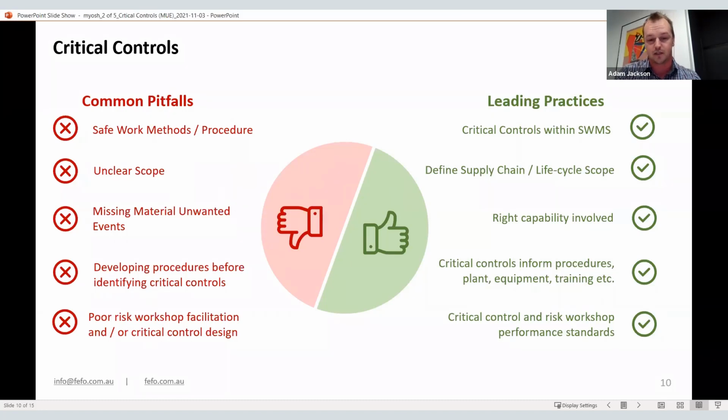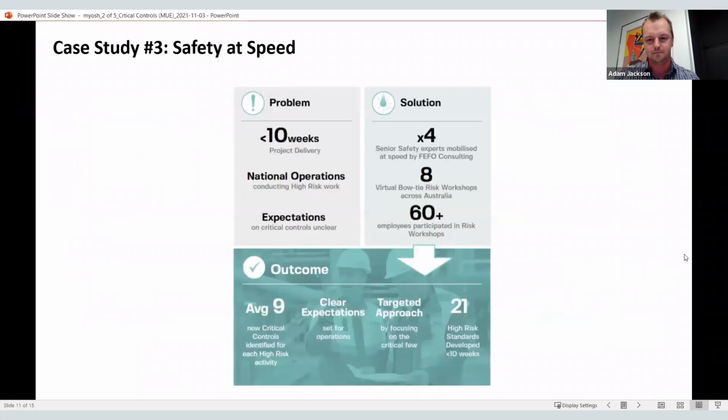And having some performance standards around your risk workshop facilitation and/or your critical control design. So you need to have some governance around how you're going to approach this. You do see a lot of organizations these days attempting facilitated sessions and learning teams and things like that. But without some of that expertise for facilitating those sessions, you can go a little bit off track. So having a really good framework around how that's going to be conducted and what those performance standards are is really important to navigating this whole process. If you jump onto the next slide.